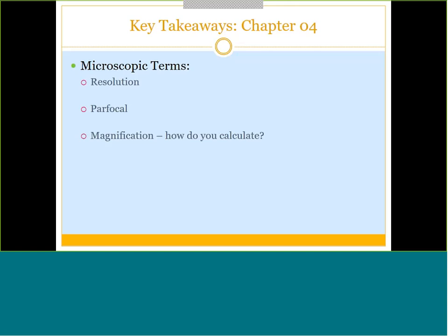And then there is a way to calculate total magnification, which you should know. That would be your ocular, your eyepiece lenses, times your objective lens. So that would be a total magnification. So in this case, if your ocular lens was 10x and you were using the 40x objective, you simply go 10 times 40, which is 400, and that would be your total magnification.